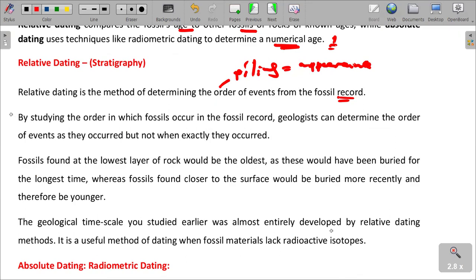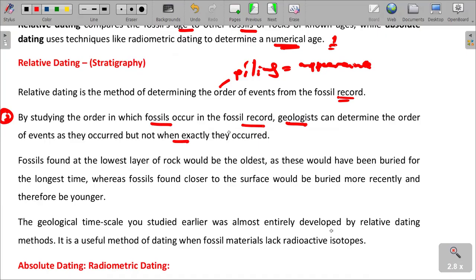It is done by studying the order in which the fossils occur in the fossil record, where geologists, scientists who study the earth, can determine the order of events as they occurred, but not when exactly they occurred.